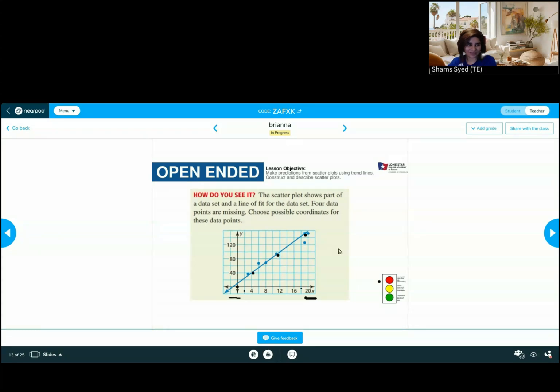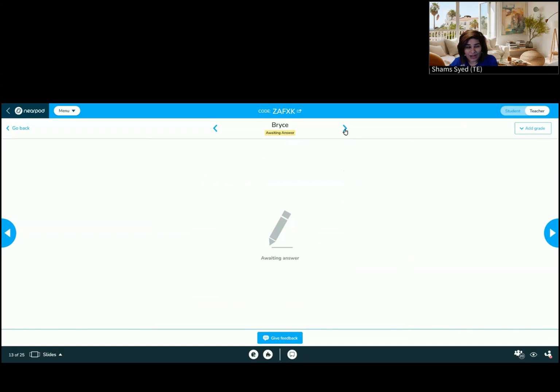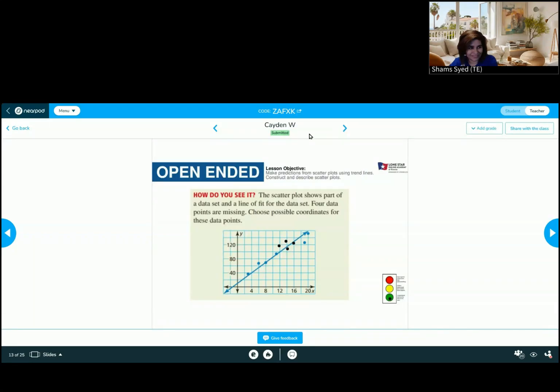Brianna's slide is here. Brianna's dots are not precisely on the line. They are very close to the line to show the scatteredness. Very good, Brianna. Bryce is still thinking. Caden is here. Look at Caden's dots. A few are higher and two are lower, and the line is going strictly in the middle. Nice, Caden.